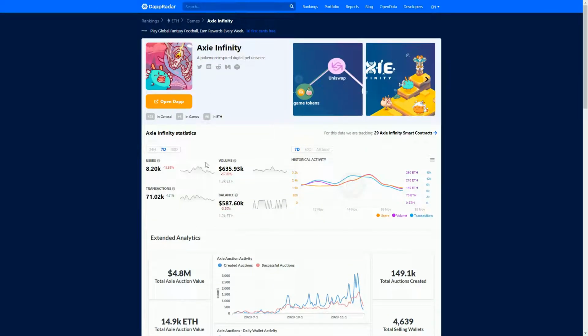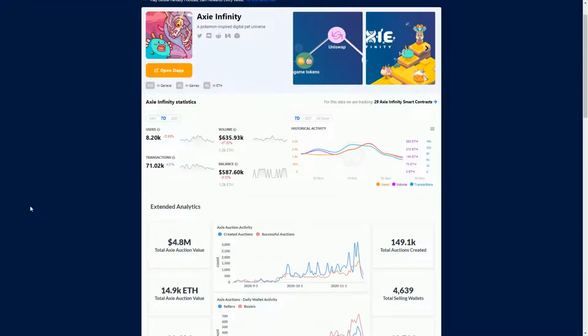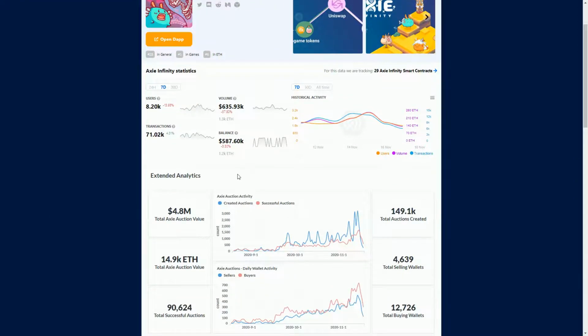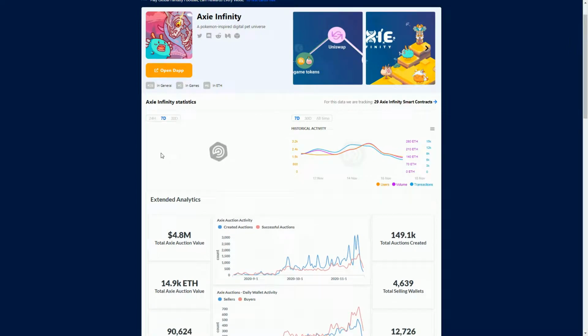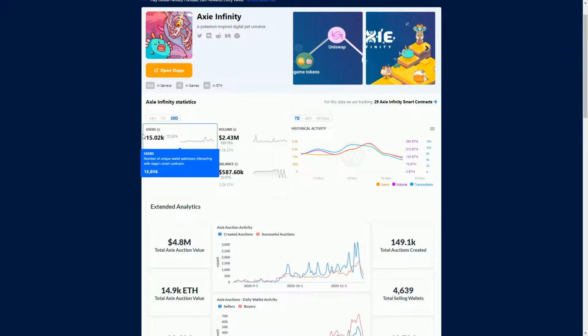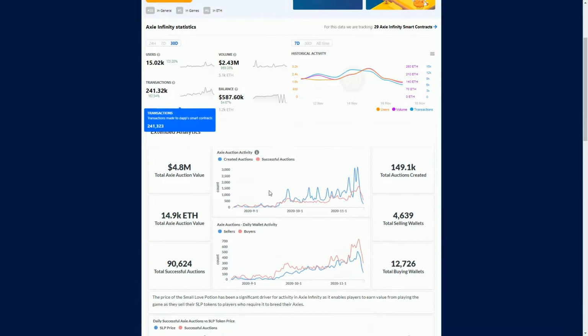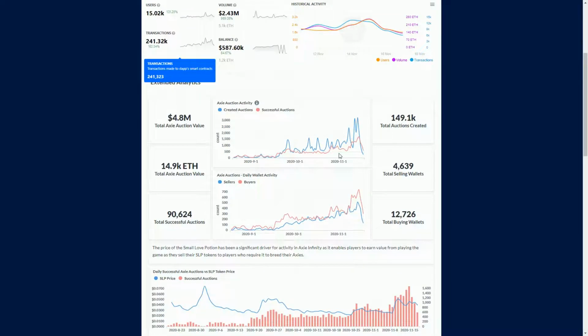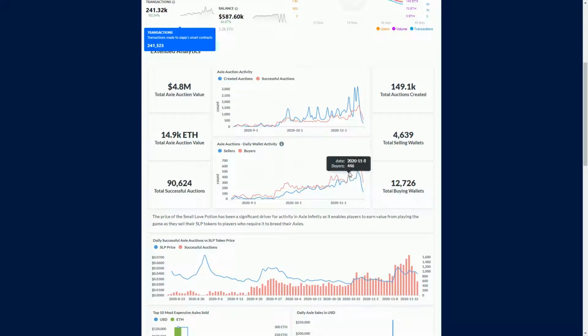Okay, so here we are at DappRadar looking at the on-chain data. So this is looking at people interacting with the blockchain, not this off-chain data we saw before. Over the last 30 days we have 15,000 active wallets interacting with the Ethereum blockchain using Axie Infinity. This is looking at auctions, so this is just a view of people selling Axies. There are more auctions being created than are being successful, but both are going up. This is the active wallets, so there are more buyers at the moment than sellers. We'd expect to see that because sellers tend to sell multiple Axies and buyers tend to buy smaller amounts.